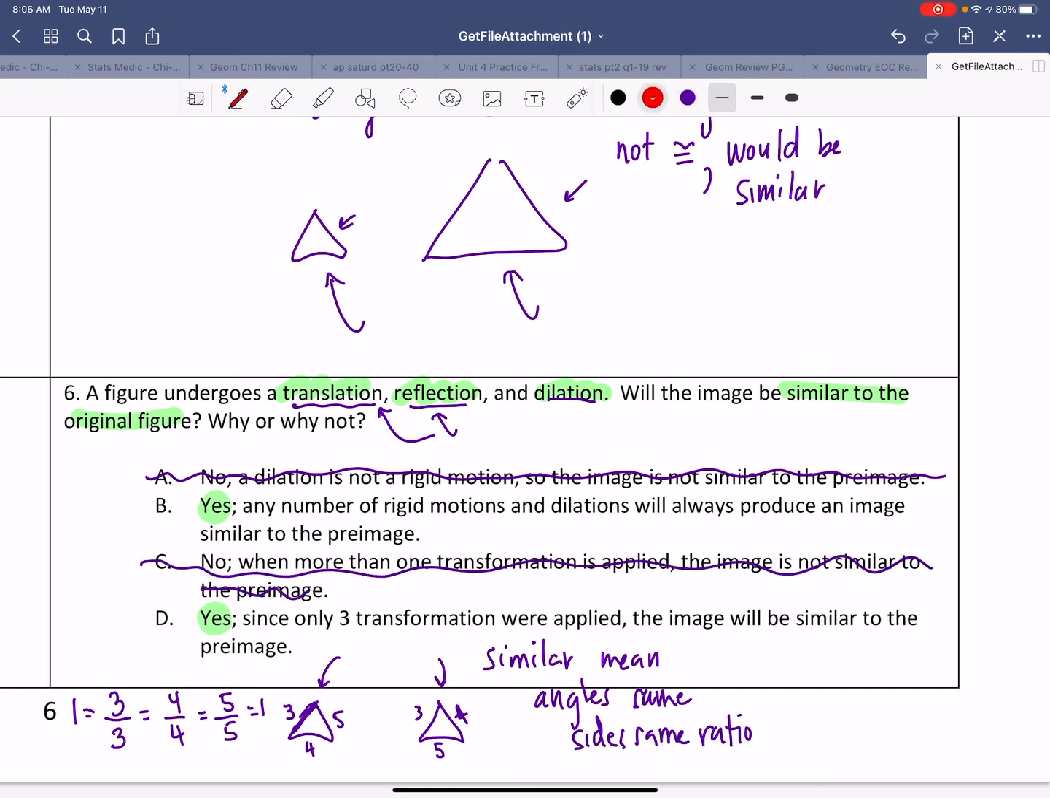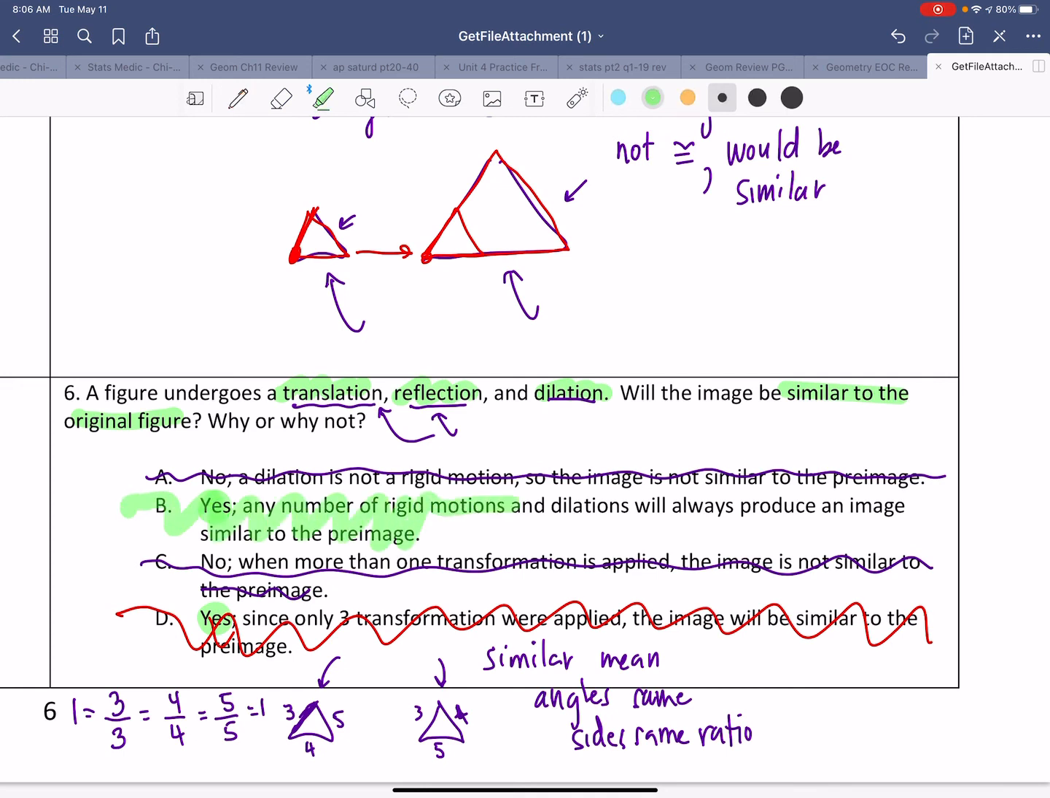So why would that not be true, though? If this one got scooted over here, and now here it is, and then blown up, notice that's similar. So a combination actually creates similar shapes. Last one, yes, since only 3 were applied. So yeah, there's no rule that you can only do 3 or only do 2. Any combination would work. So we're going to pick B. Any combination of any of these would create similar triangles.